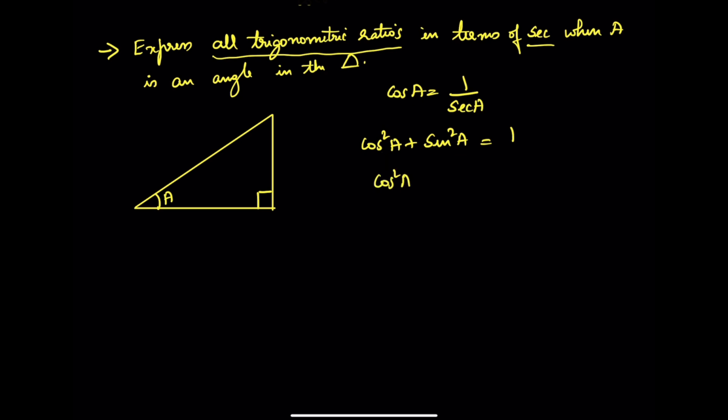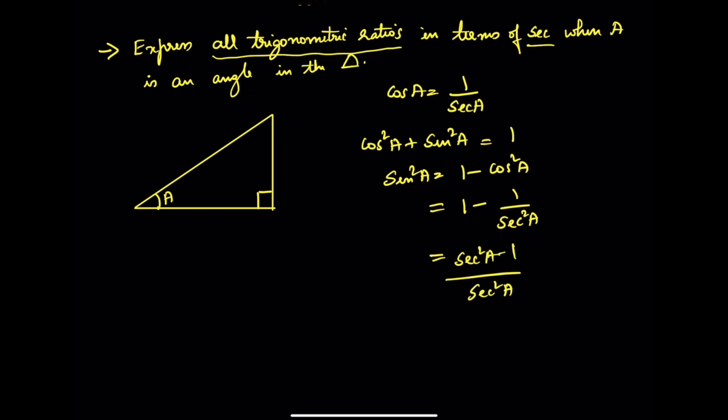So sine square A is equal to 1 minus cos square A. Now if we solve this, we can get 1 minus 1 by secant square A. Now if we solve for the common denominator, we will get secant square A minus 1 by secant square A. So this is nothing but sine square A. Now we only need the positive value because A is an angle in the triangle and it cannot be negative. So we will have square root of secant square A minus 1 by secant A. So we have solved for sine and cos.